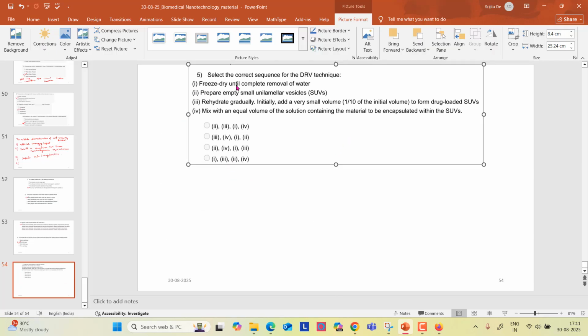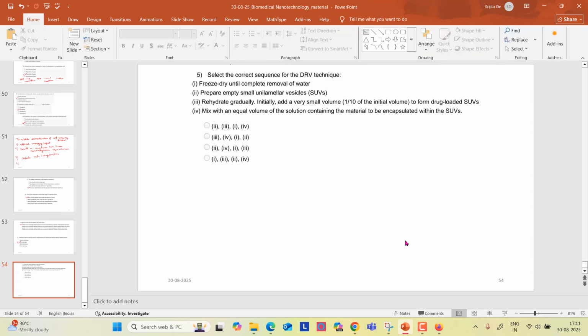Freeze dry until complete removal of water. Prepare empty small unilamellar vesicles. Rehydrate gradually. Initially, add a very small volume to form drug-loaded SUVs. Mix with an equal volume of the solution containing the material to be encapsulated within the SUVs. You may answer this question because I am answering the question only. So what is the first step?